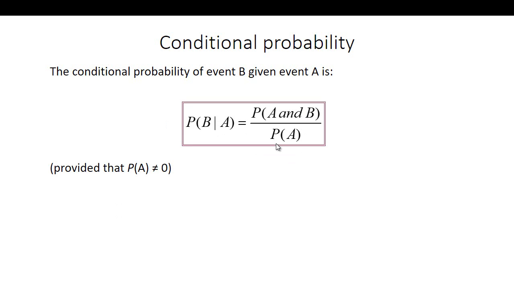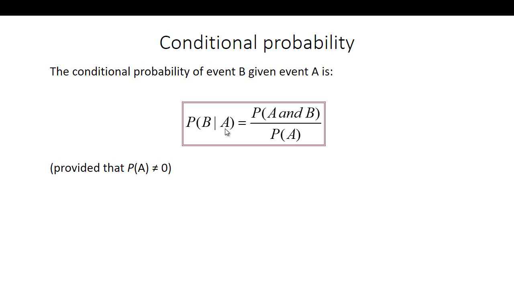So what is this probability telling us? Given the information that the event A has occurred, now we are asking what's the probability of B. Since A has occurred, the possible outcomes are restricted to the outcomes in A. So A now is the sample space.